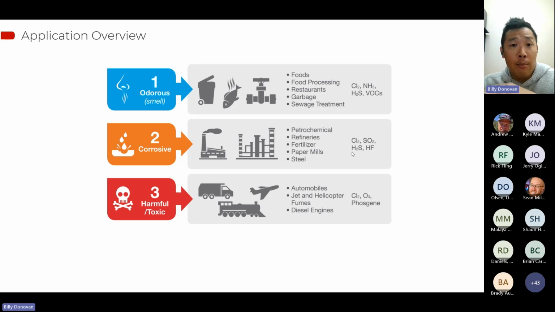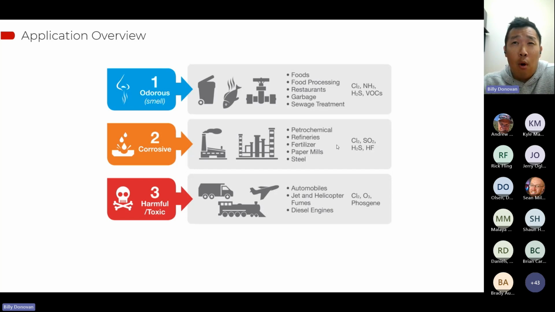Corrosive applications can generally be found in the industrial arena: wastewater treatment plants, pulp mills, refineries. These types of facilities typically emit high concentrations of corrosive gases like hydrogen sulfide.